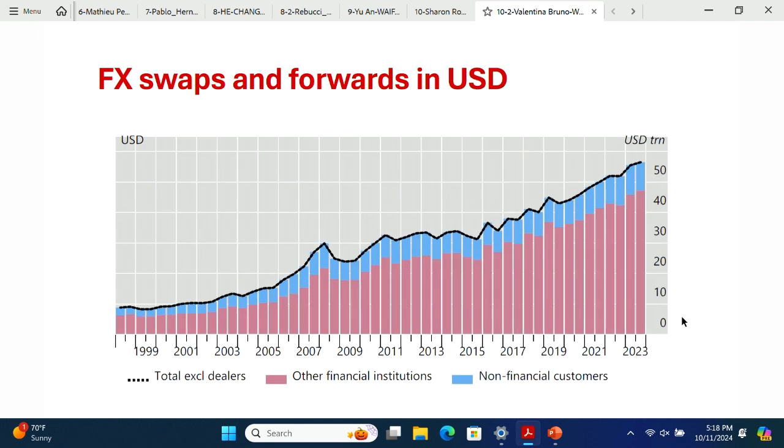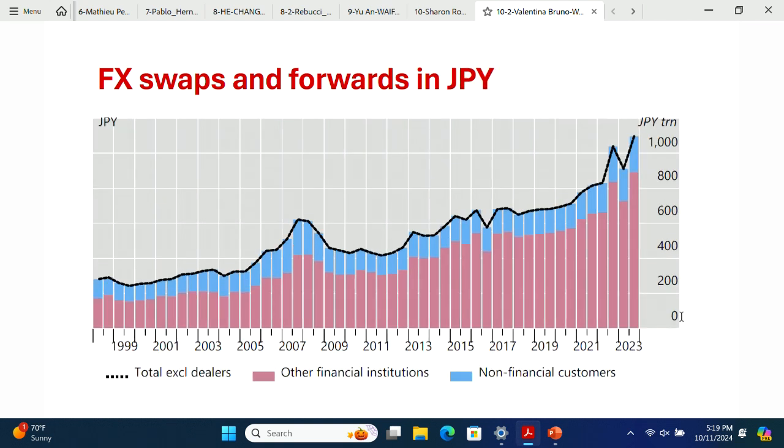So the majority is in the US dollar. You know that 85% of the FX transactions are in US dollar because the dollar is the dominant currency. But who says that it has to be just the dollar? What if I want to do a yen carry trade? I'm going to use FX swaps and forwards denominated in Japanese yen. And you also see that these numbers have been increasing dramatically over time.